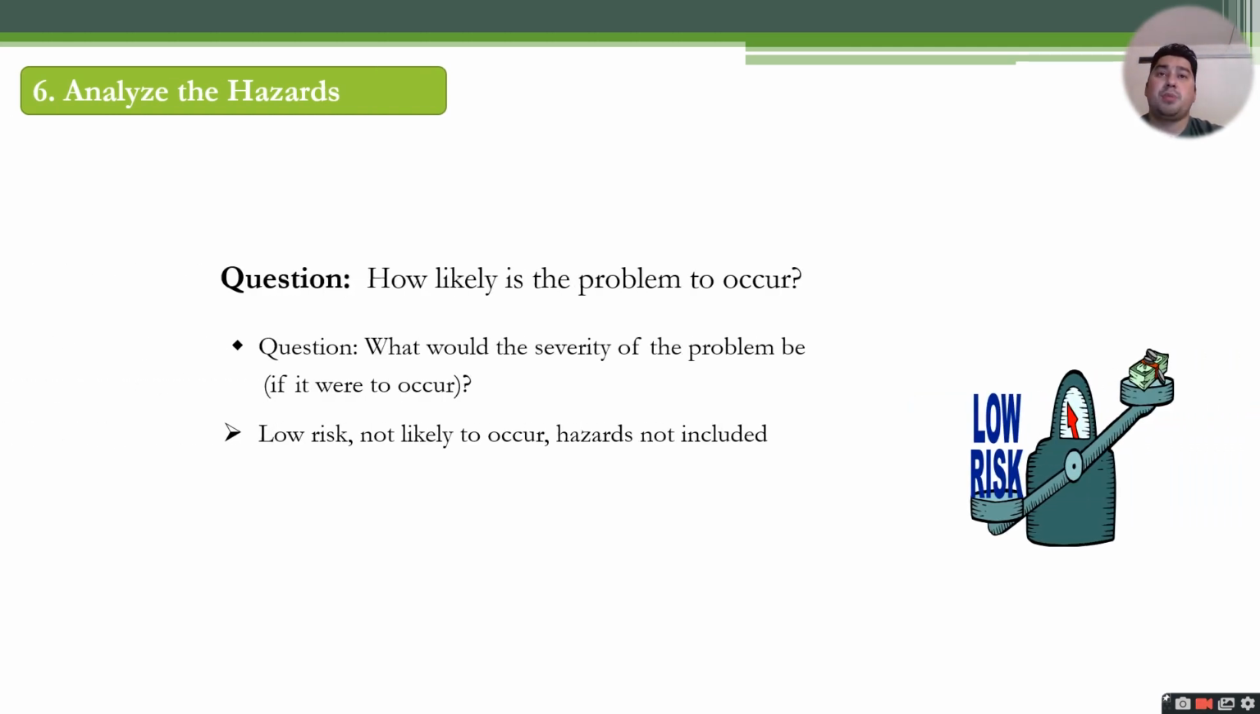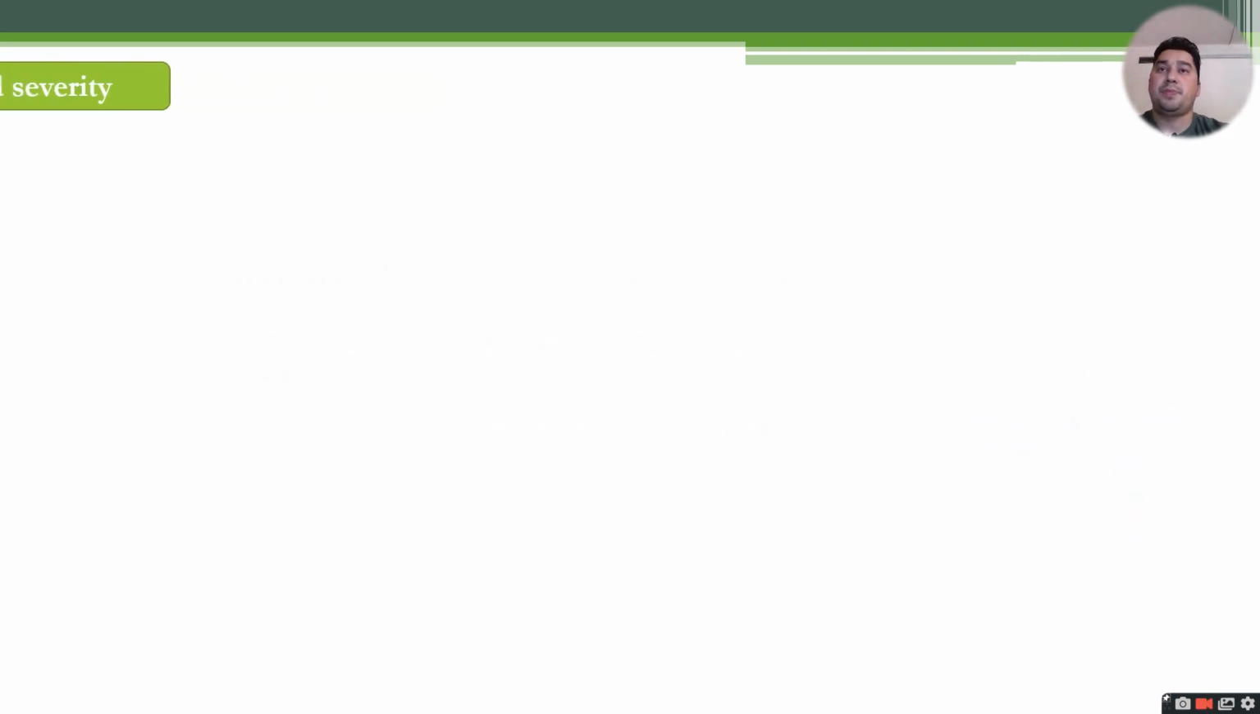Question: how likely is the problem to occur? First of all, you have to ask how likely the problem can occur. Question: what would the severity of the problem be if it were to occur? Low risk, not likely to occur, hazards not included. So you have to check the risk and how frequently it can occur whenever you are analyzing the hazard.